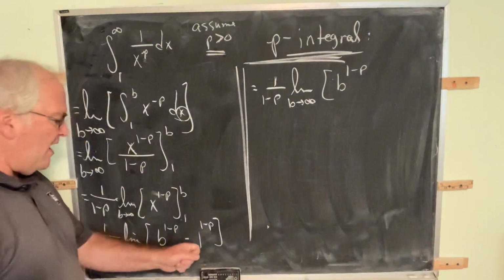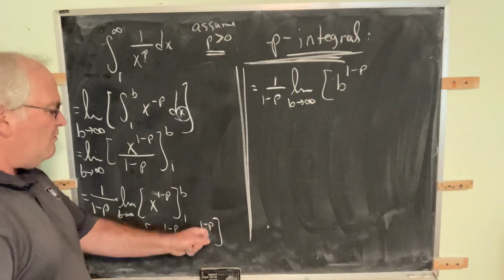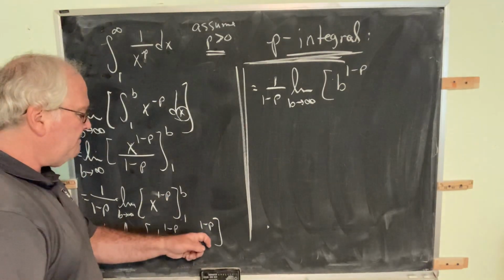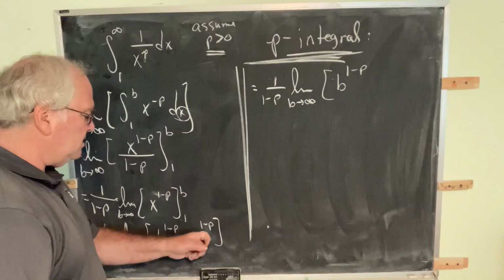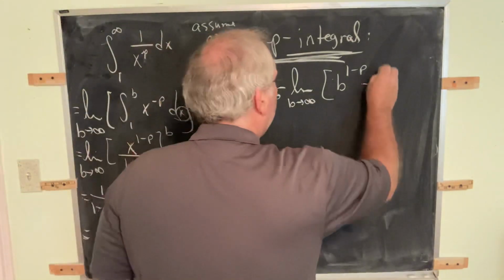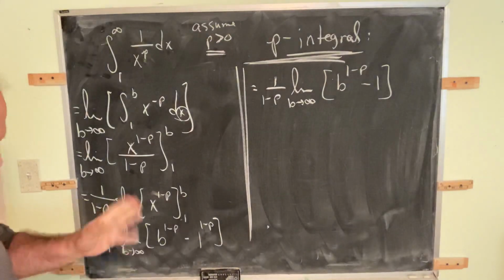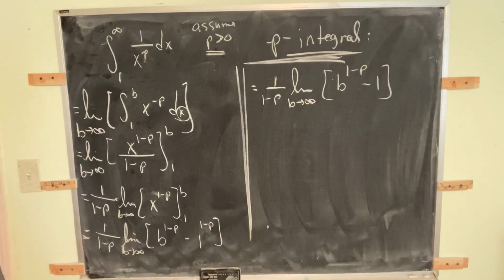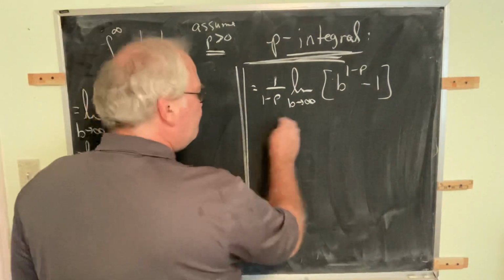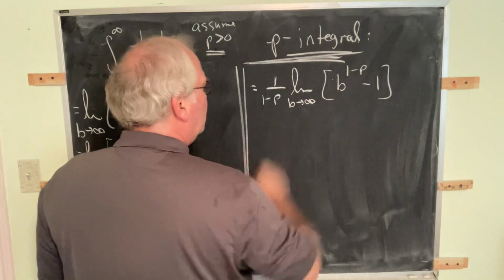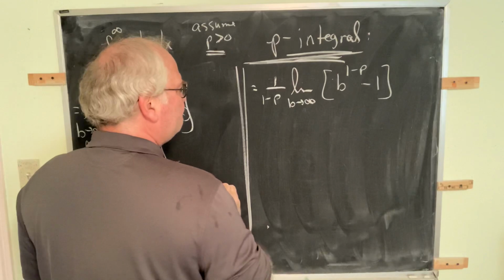But this does simplify. 1 raised to any positive power, 1 raised to any power except 0, is equal to 1 for our purposes. Let's assume that's equal to 1. We'll see what happens here. There's one little detail, but we'll play with that. So then what we have out of that, as b goes to infinity, we have b raised to the 1 minus p minus 1. All right?